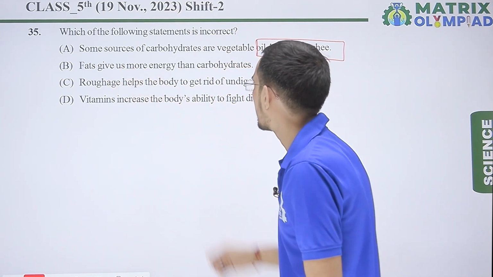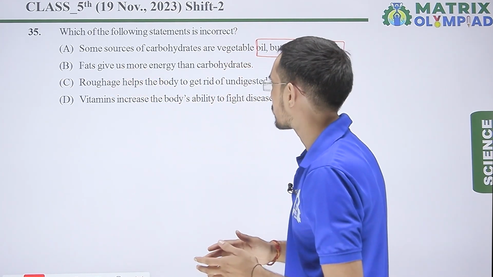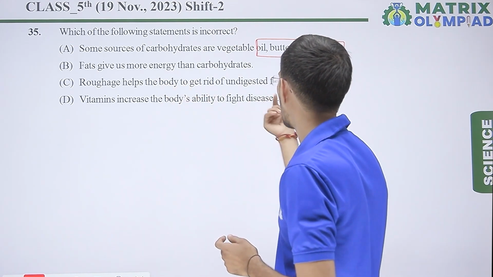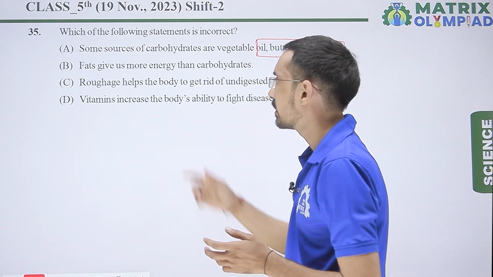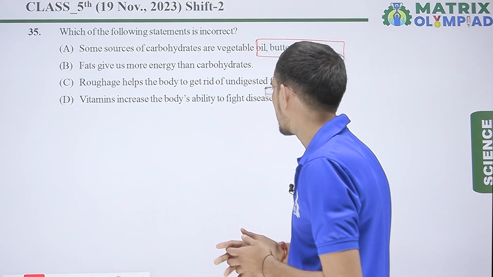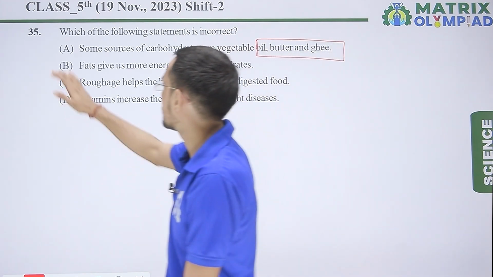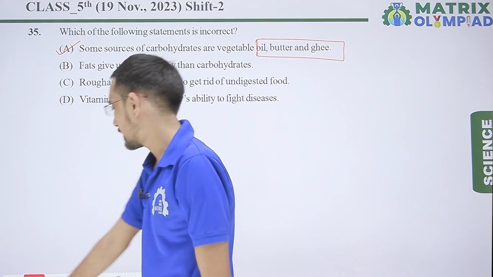Fats give more energy than carbohydrate. It's true. Roughage helps the body get rid of undigested food. It is also correct. Vitamins increase the body's ability to fight disease. It is also correct. So the incorrect statement is option A. Next one.